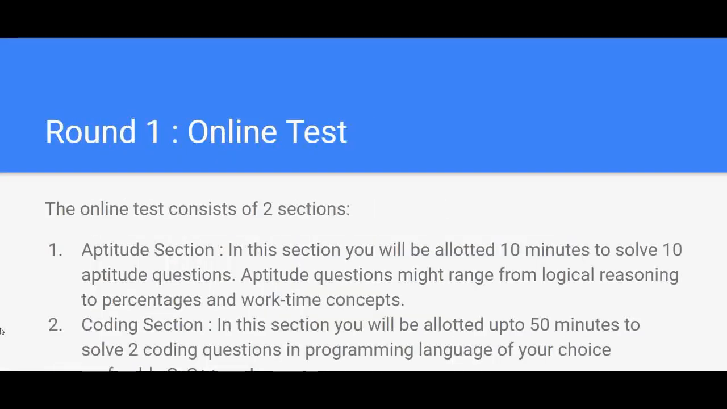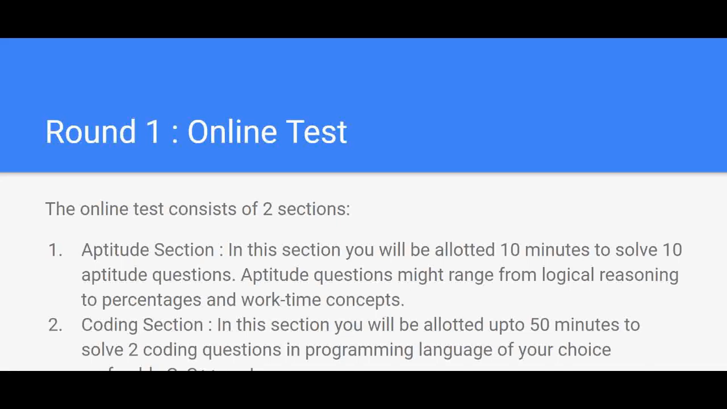So round 1, that is the online test. The online test consists of 2 sections. The first section is the aptitude section. In this section you will be allotted 10 minutes to solve 10 aptitude questions. These questions might range from logical reasoning to percentages and work and time concepts.